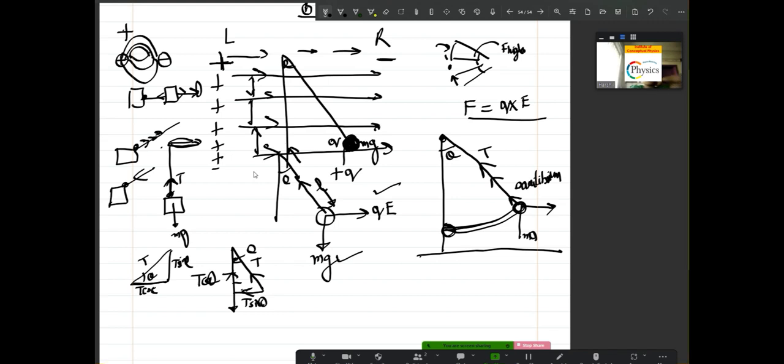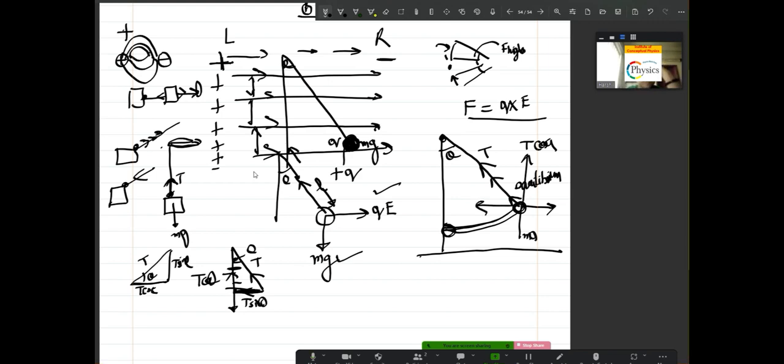If I go back to my diagram, this therefore is how much? It is T cos theta, identical to this one, the base of the triangle. And then the perpendicular, right opposite to the angle.